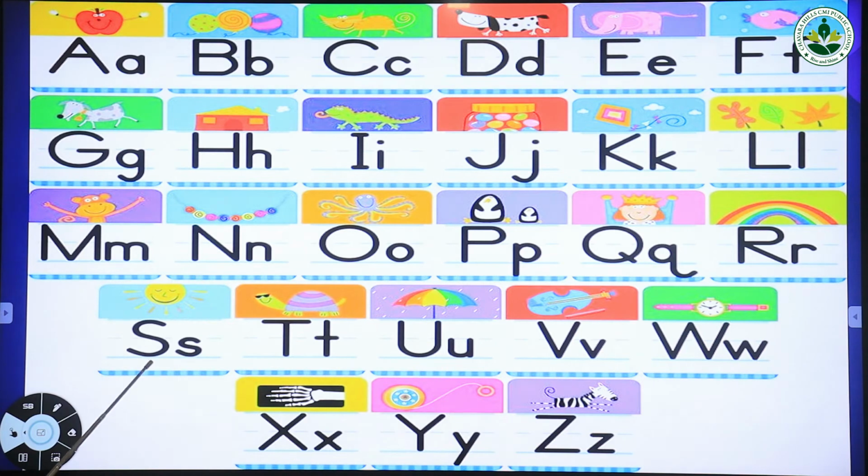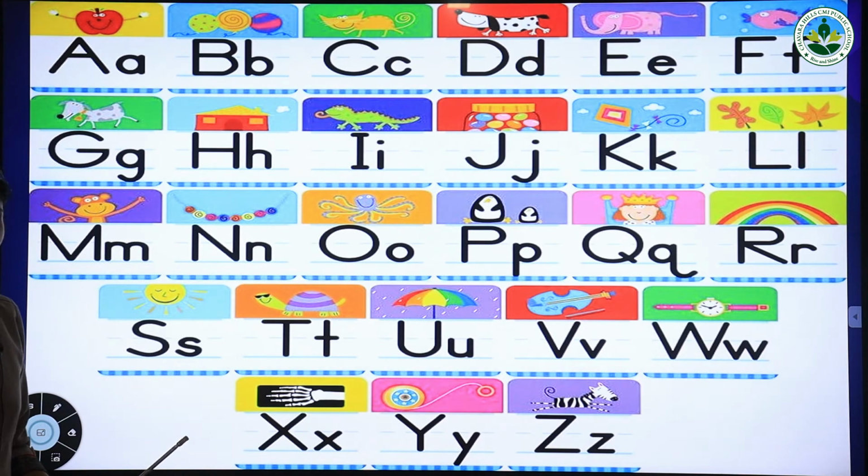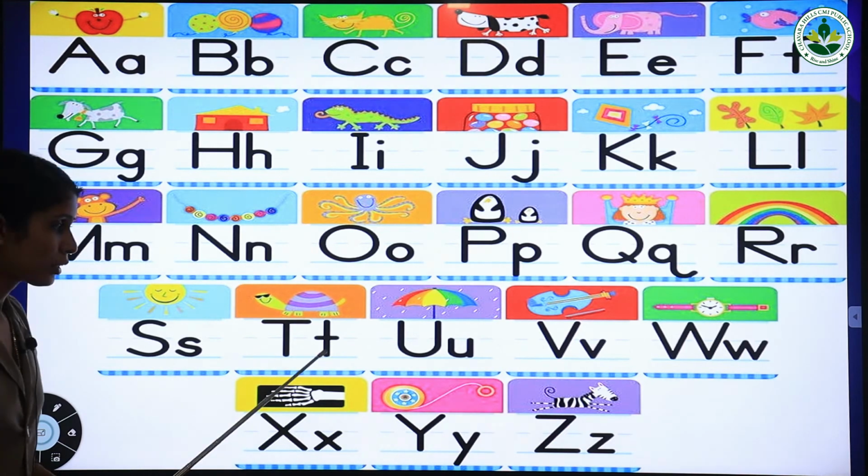Letter S has capital letter S and small letter S. What's the sound of letter S? Yes, the sound of letter S is S. S. Okay, and our next letter, capital letter T, small letter T.